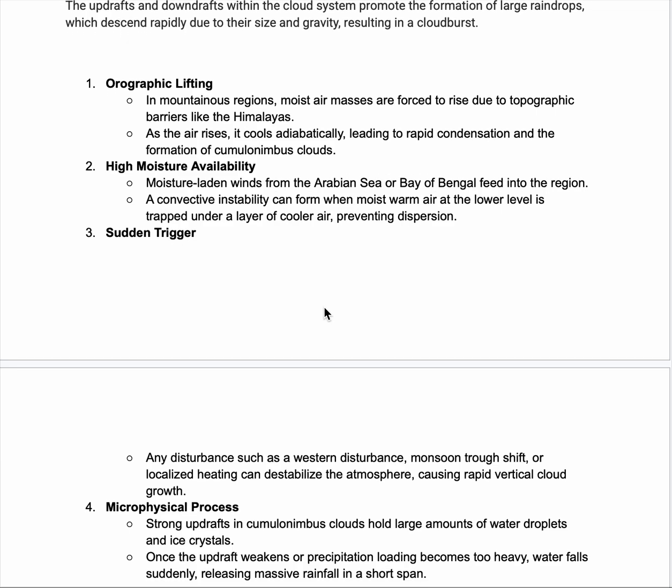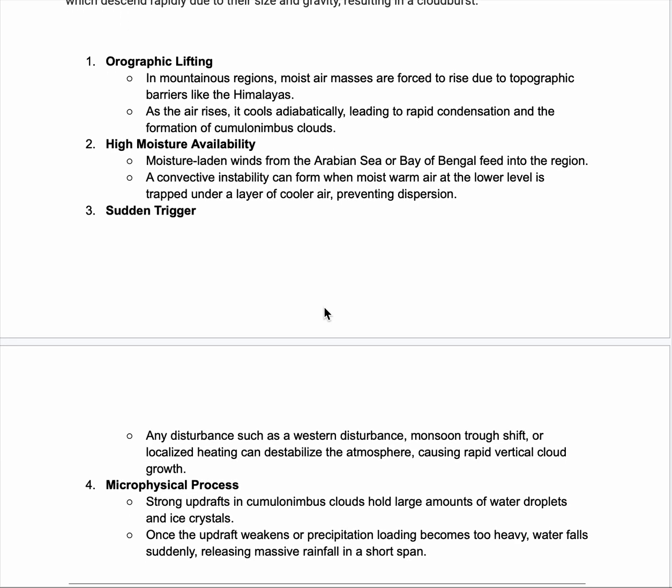So you don't have to go into much detail, we just have to understand that there are 3 or 4 factors which would lead to cloudburst. First one is orographic lifting, second is high moisture availability, third one is sudden trigger. So any disturbance such as western disturbances or localized heating can destabilize the atmosphere and it could lead to cloudburst.